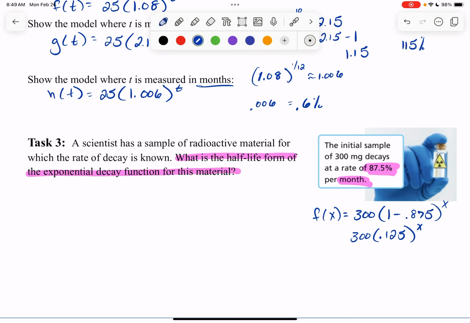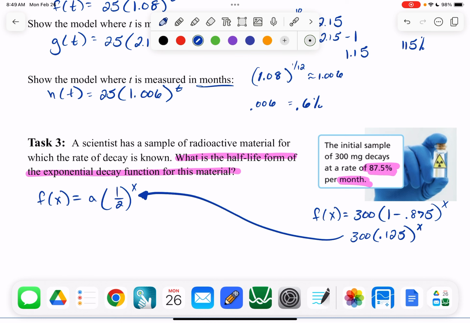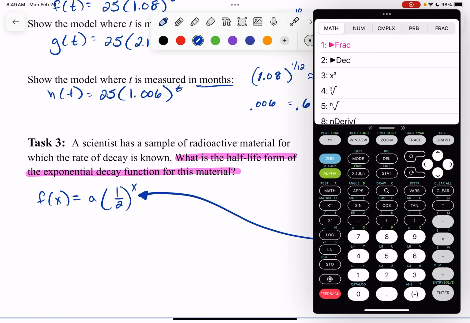Okay, half-life form is a function where the base is 1/2. A times 1/2 to the x, or 1/2 to the t, okay? Where the base is 1/2. So I need to rewrite this to look like that. My base here is 0.125. I need to get it to 1/2. First things first, I'm going to write this base as a fraction so I can compare it to the fraction 1/2. If you don't know what 0.125 is as a fraction, I can go in my calculator, hit the math button, convert to fraction, and I get 1/8.